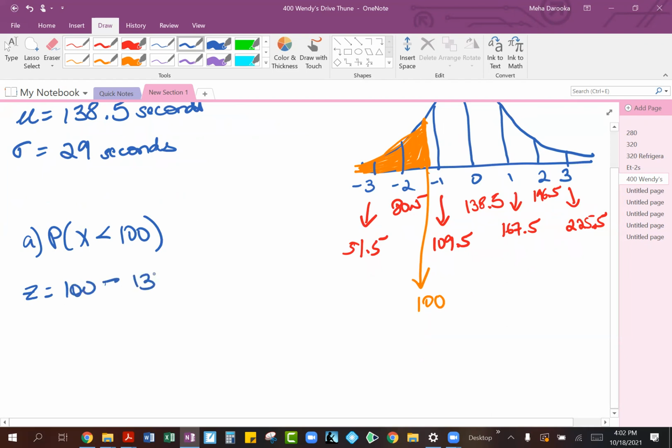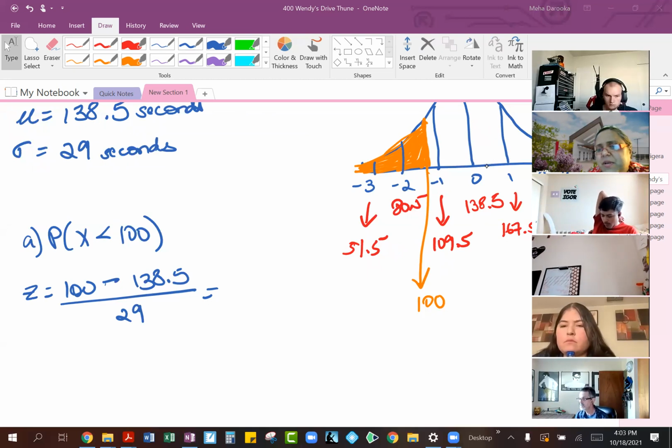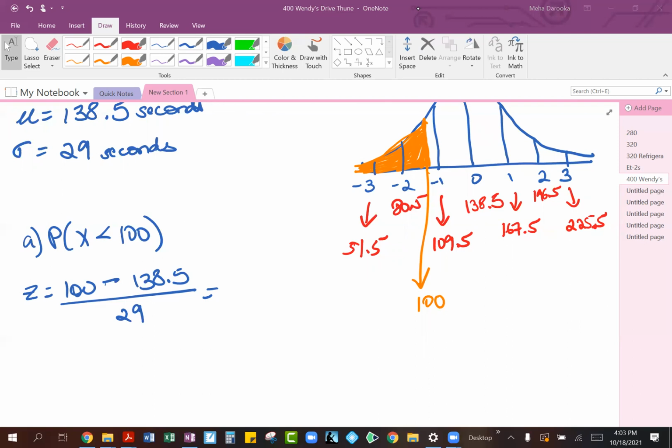100 minus your mean divided by the standard deviation. Negative 19.25. Yeah, and it is going to be, did you say negative 19? It should be negative 1 because you're between negative 1 and negative 2 standard deviations. Yeah, it says negative 1.3275. Dennis, did you just end up dividing by 2 instead of 29? Yes. That's what I thought. Yeah.